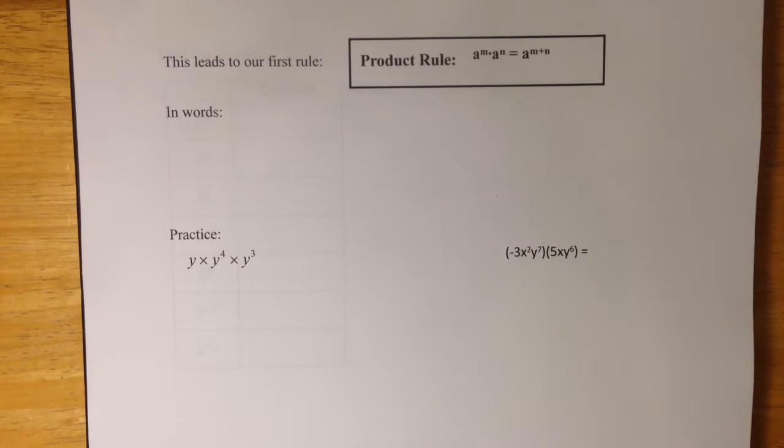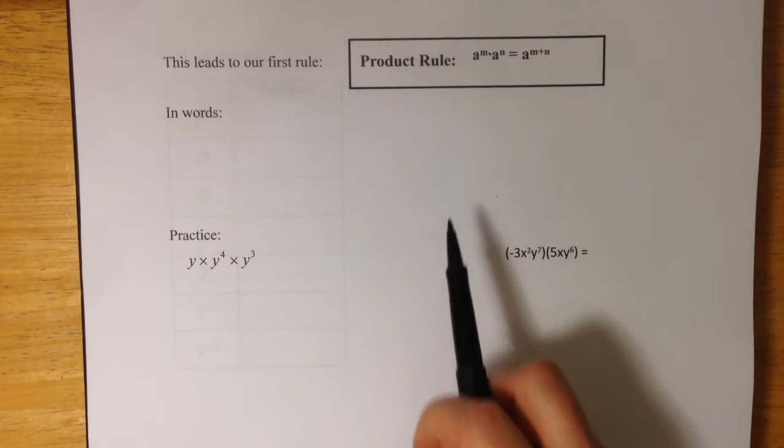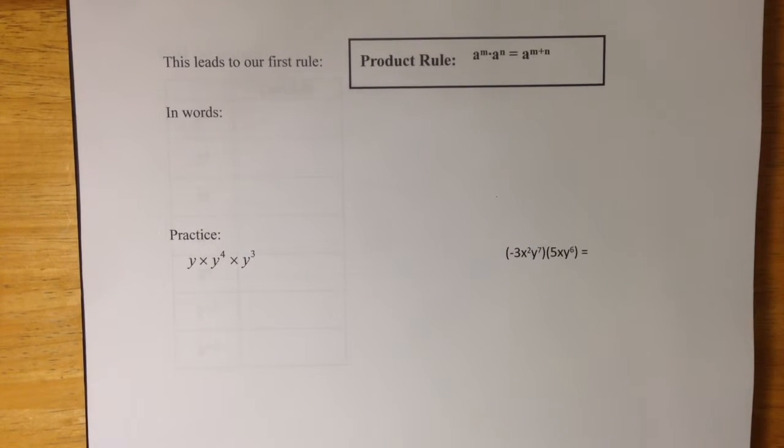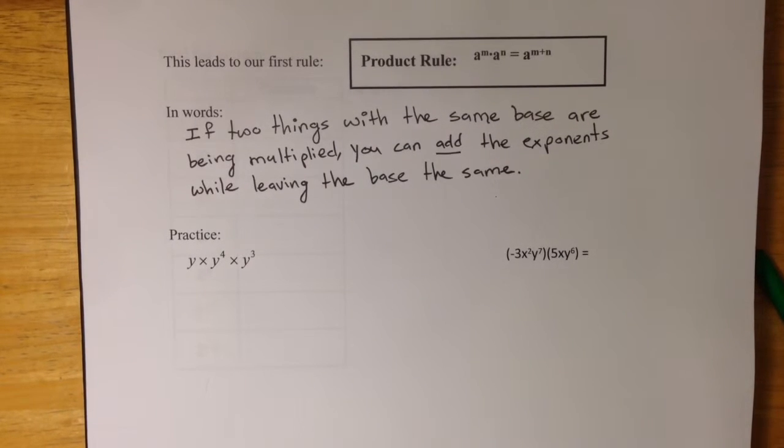Now that's probably not the most easy thing to remember, so I'm going to go ahead and write down how I think of the product rule in words. You might want to take a second and make your own definition, something that you'll remember. Here's my statement of the product rule in words. If two things with the same base are being multiplied, you can add the exponents while leaving the base the same. The important parts to notice here are that we have two things that are being multiplied, that the two things need to have the same base, and that the base stays the same at the end after we add the exponents. The base doesn't change.